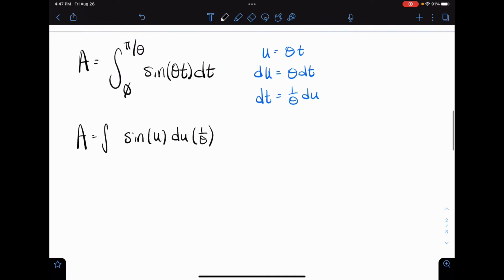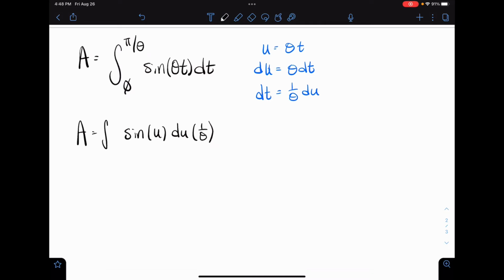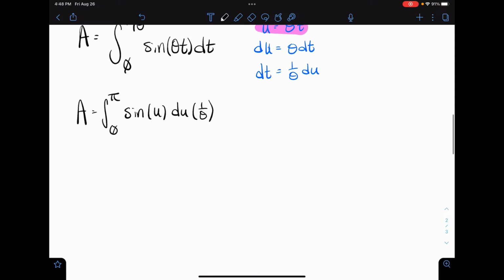We do have to plug our limits into our initial equation because we're integrating with a different set of variables, technically. So if we plug in pi over theta as our t, we'll get out just pi, and if we plug 0 into this equation right here, by the way, we're just going to get 0 again. So this is our new equation that we're solving for.